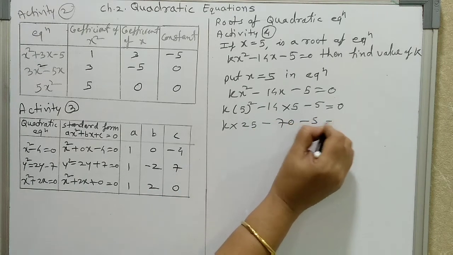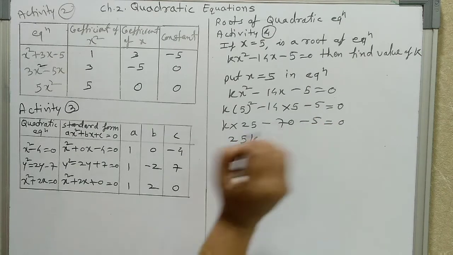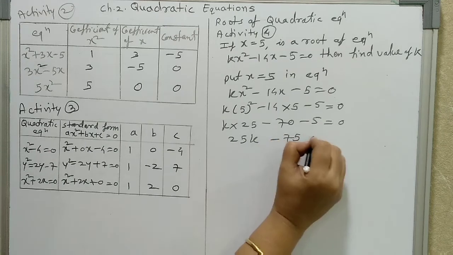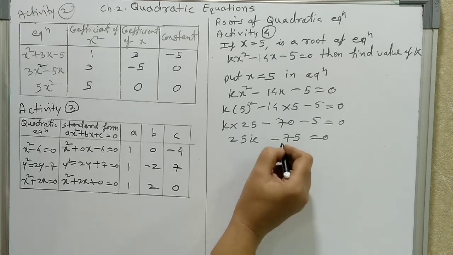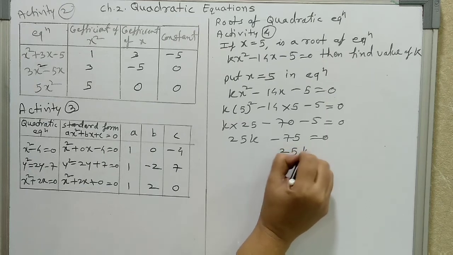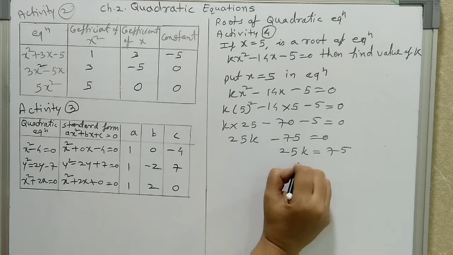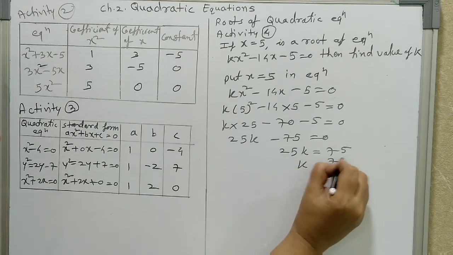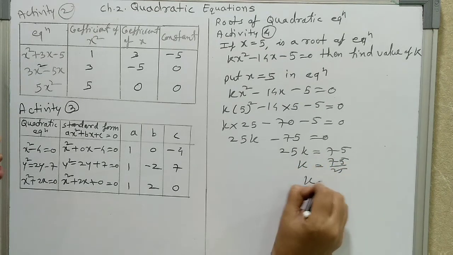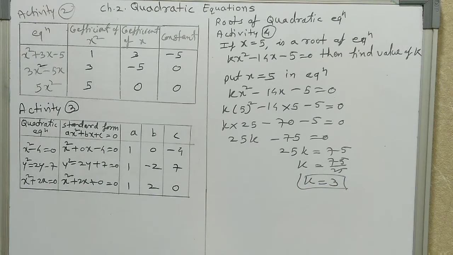70 minus 5 is equal to 0. So 25k minus 70 minus 5 minus 75 equal to 0. 75 here minus that side plus, so 25k is equal to 75. Divide both sides by 25, so 75 upon 25. So k is equal to 3. This is the value of k.